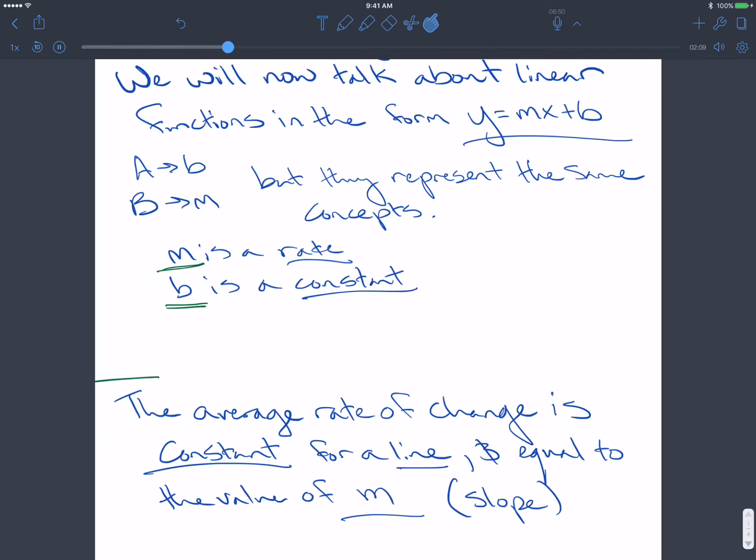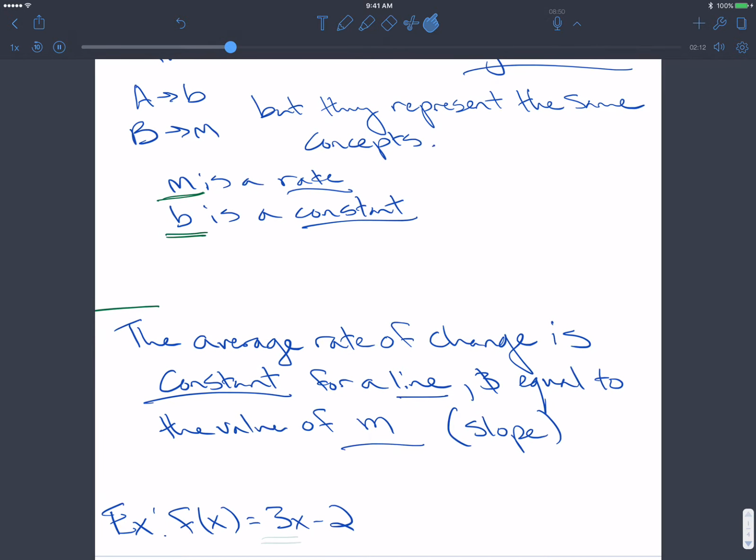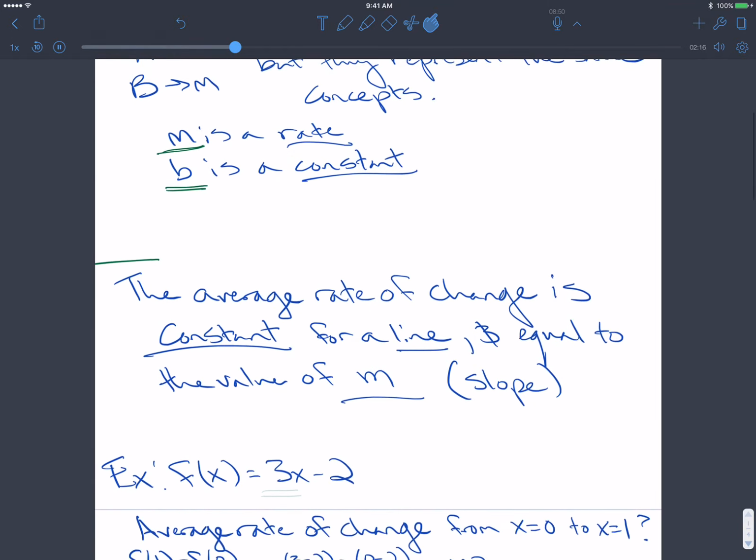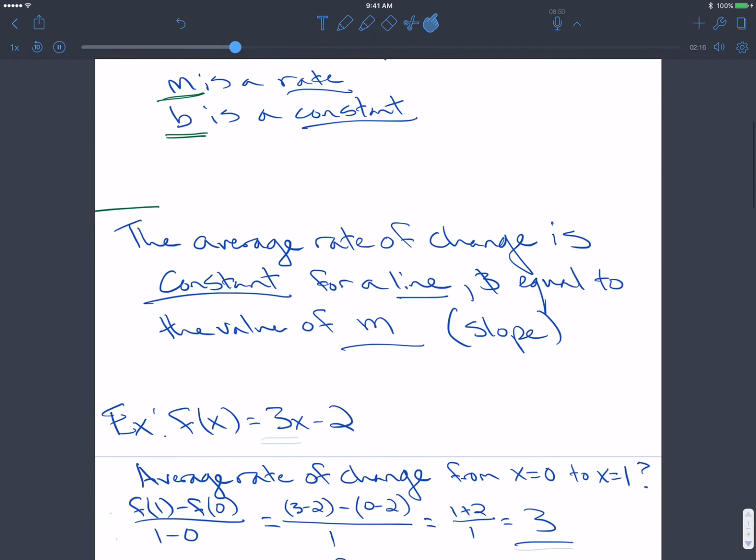If I give you an example of a line, so f of x is 3x minus 2, you can look at your average rate of change from x equals 0 to x equals 1. And so, we take f of 1 minus f of 0 over 1 minus 0, right? F of b minus f of a over b minus a. And that gets us, if we substitute in our function values, f of 1 is 1, f of 0 is negative 2, 1 minus a negative 2 becomes 1 plus 2, all over 1, getting us an average rate of change of 3.